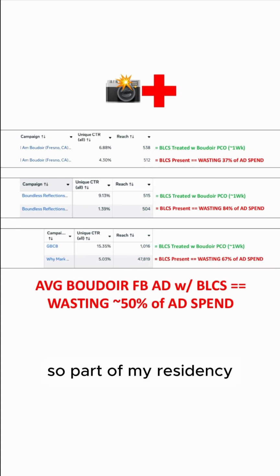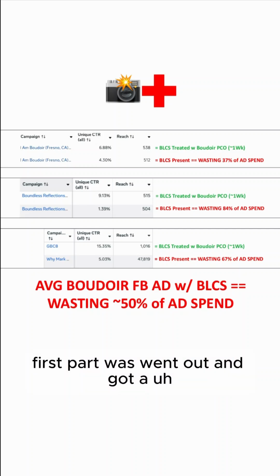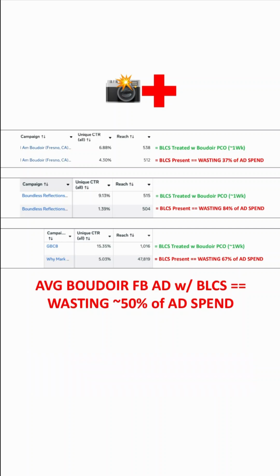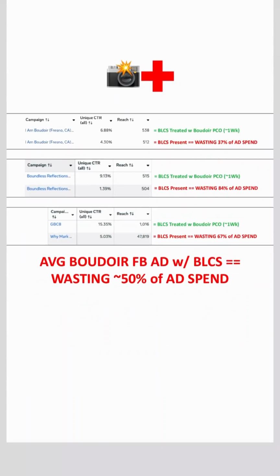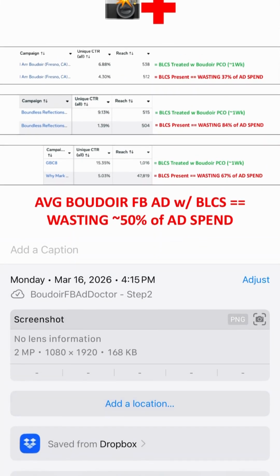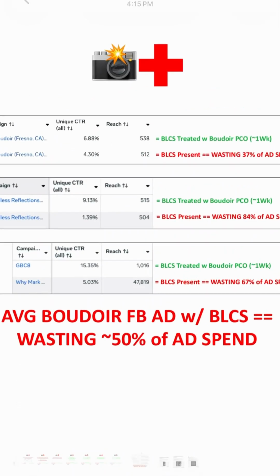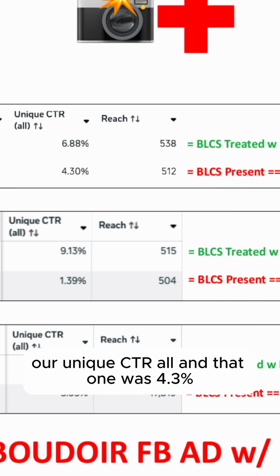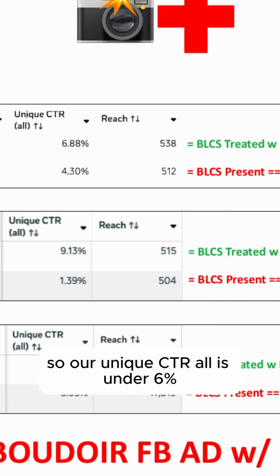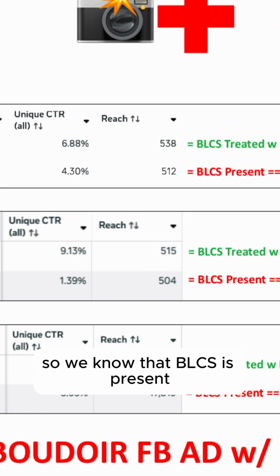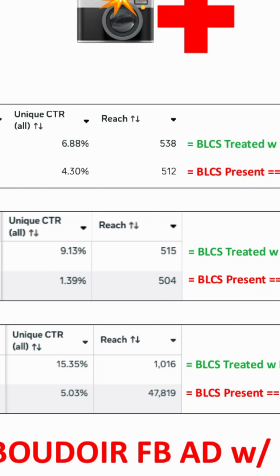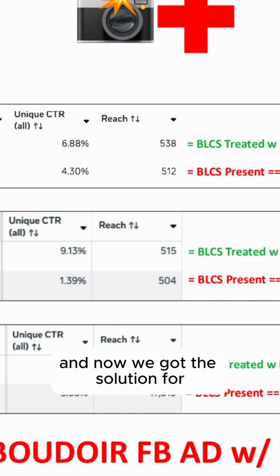So part of my residency, the first part, was I went out and got a Boudoir Facebook ad out in the wild, brought it back here to the hospital, tested it, and found out that the unique CTR on that one was 4.3%. So our unique CTR is under 6%. So we know that BLCS, Boudoir low click syndrome, is present, and now we got the solution for it.